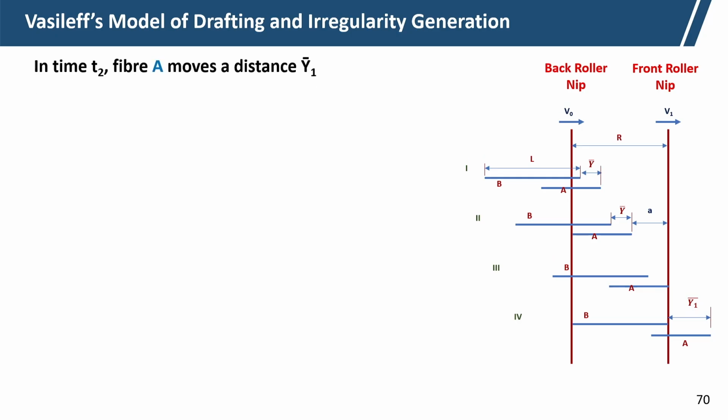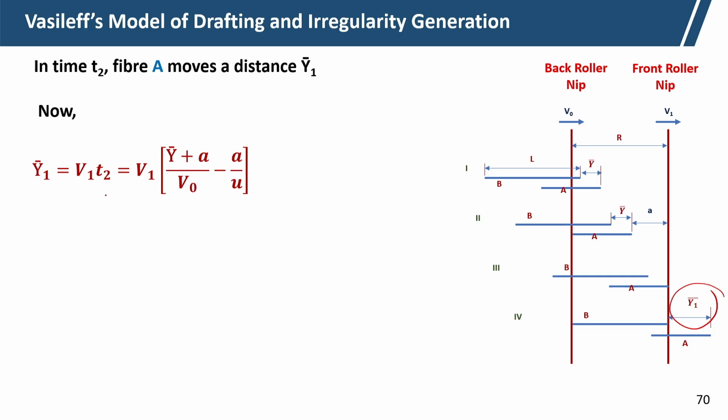So, in time t2 fiber A moves a distance y1 bar. So, y1 bar is the distance it has moved. Now, try to see, what is y1 bar? It is v1 multiplied by t2. v1 is the front roller speed. So, v1 multiplied by t2, and t2 we know, this we have derived.